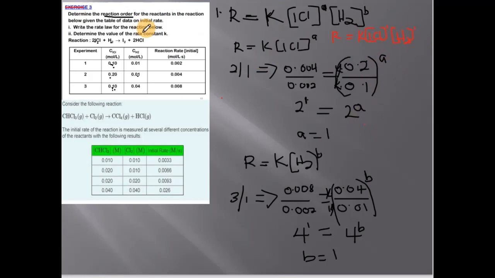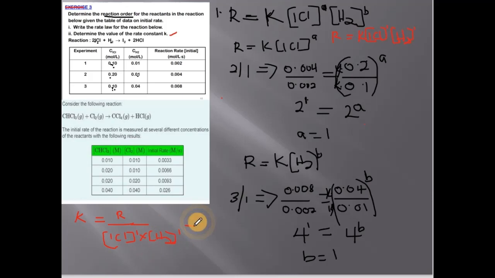The next part of the question says that you have to determine the value of the rate constant K. So from this expression, I'm going to use the red one because the place is occupied. So from this, the K will be equal to the rate divided by the concentration of the iodine chloride to power 1 times the concentration of the hydrogen gas also to power 1.